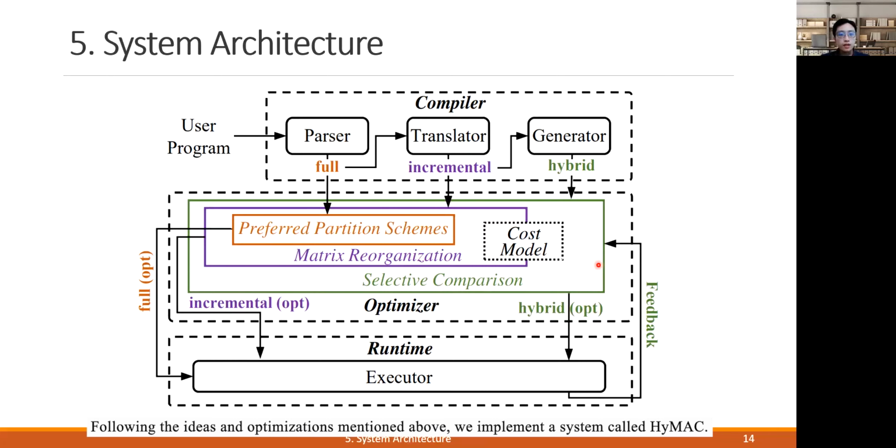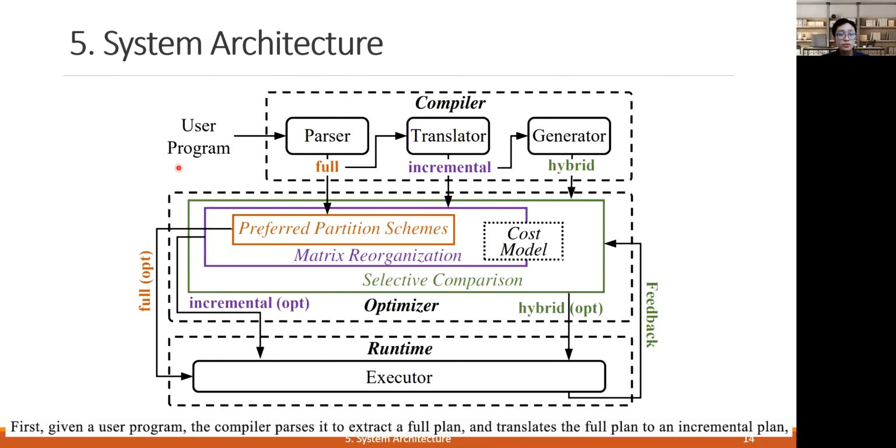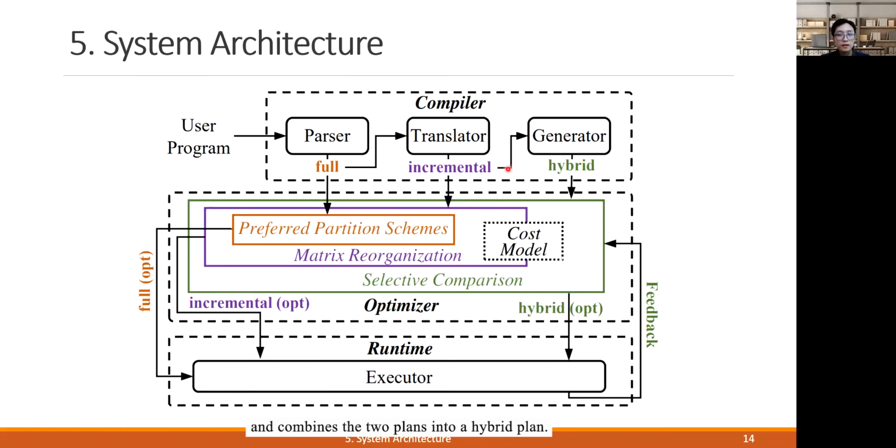Following the ideas and optimizations mentioned above, we implement a system called HiMac, and this figure depicts its architecture. The architecture consists of a compiler, an optimizer, and a runtime component. First, given a user program, the compiler parses it to extract a full plan and translates the full plan to an incremental plan, and then combines these two plans into a hybrid plan.